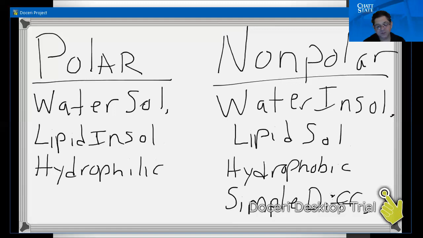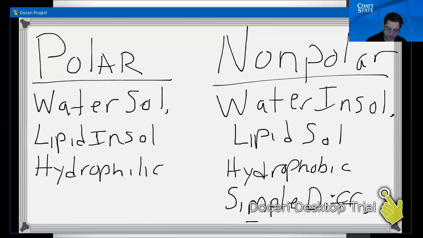Now, if you've got room on your sheet, I don't, but underneath simple diffusion, maybe a couple of dashes, so that you know things like lipids, steroids, and nonpolar gases like O2, CO2. That's what uses simple diffusion. Lipids, steroids, and O2, CO2. And methane, if you want to throw that in there.